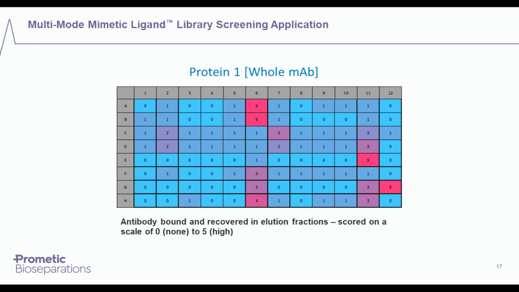Analysis of the elution fractions showed a broad spectrum of binding ranging from 0 to almost complete binding of the loaded antibody. Zone 2 in particular contains ligands which demonstrated high antibody binding as well as ligands which exhibited little or no antibody binding. This is highlighted in the orange box.